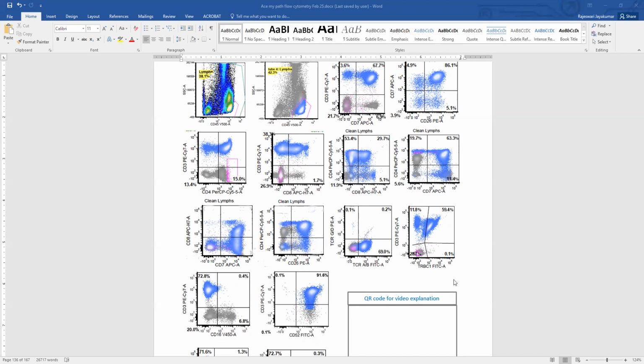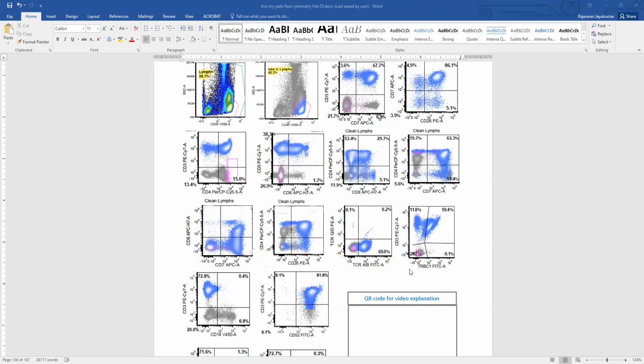This is okay. But here, this TRBC1 can indicate clonality. So let's see what TRBC1 is. Like I said, the majority of the T cells are alpha beta. So now in the beta chain, we have a constant region. There are two constant regions. One is beta constant region 1, the other one is beta constant region 2. So that's what we see here, T cell receptor beta constant region 1.